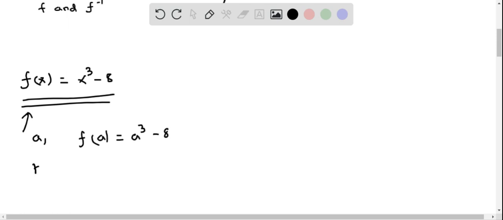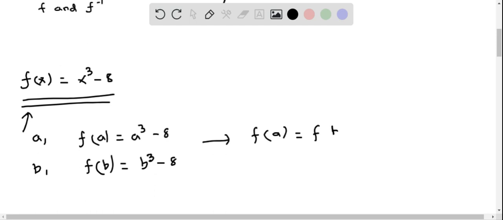And we take another input b and find the value of the function at b, that is f of b, which is equal to b cubed minus 8. And suppose we let f of a equal to f of b, then we should get the result a equal to b, which means the value of the function is unique. In that case, the value of x is also unique.